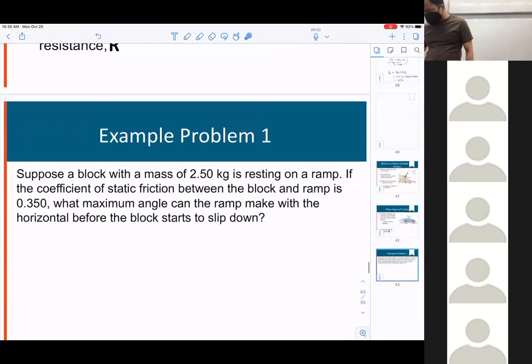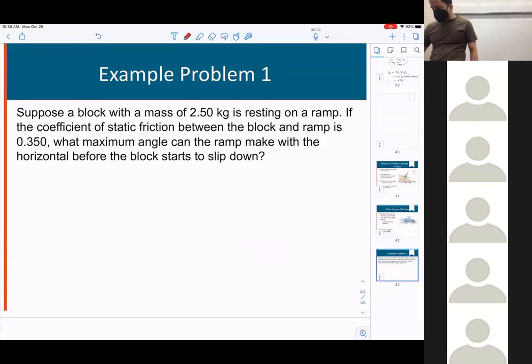So this is kind of an interesting problem. What it says is, suppose that there is a block of mass 2.5 kilograms resting on a ramp. And if the coefficient of static friction between the block and the ramp is 0.35, what maximum angle can the ramp make with the horizontal before the block starts to slip?